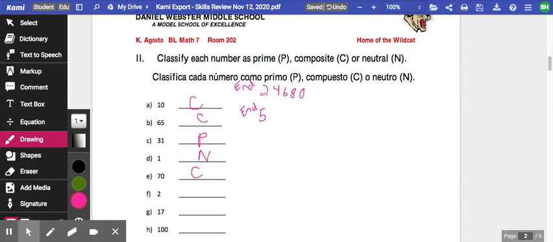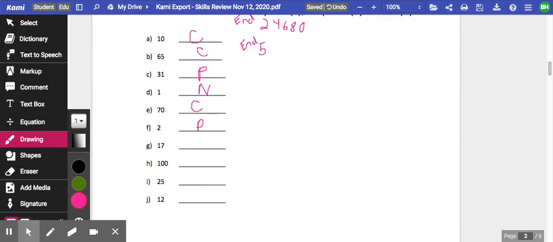2: yes, it ends in a 2, but in this case, 2 is prime, because I can only do 2 times 1. This is the only exception to that rule. 17, I think about my times table, I don't see the 17, so that's prime. 100 ends in a 0, composite. 25 ends in a 5, composite. 12 ends in a 2, composite.